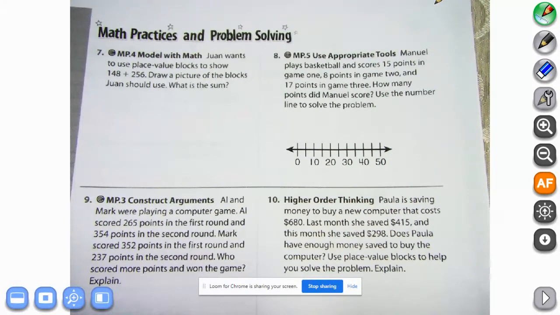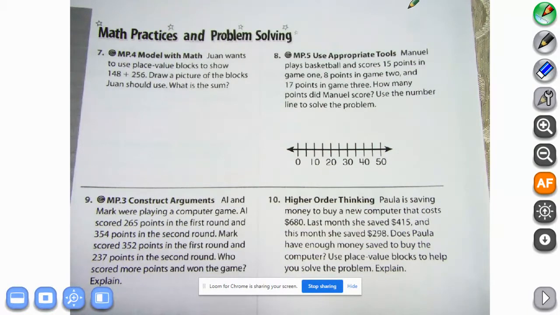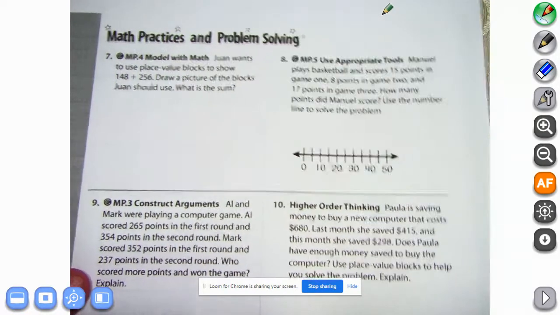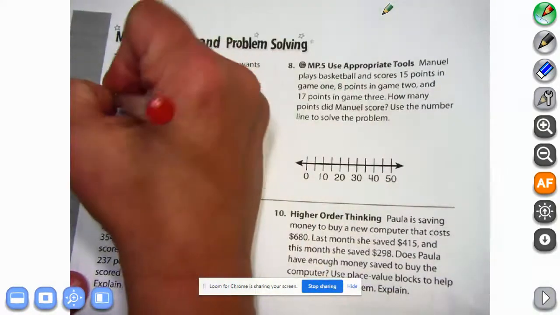Okay, so Juan wants to use place value blocks to show 148 plus 256. Draw a picture of the blocks Juan should use. What is the sum?